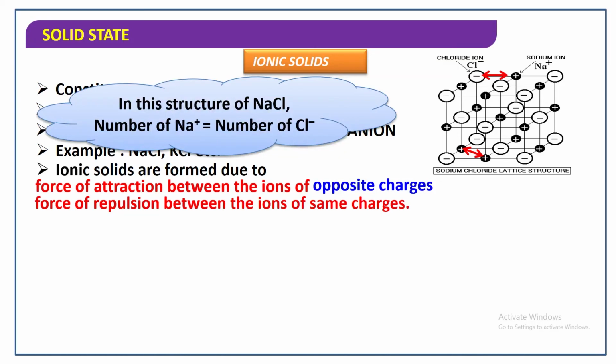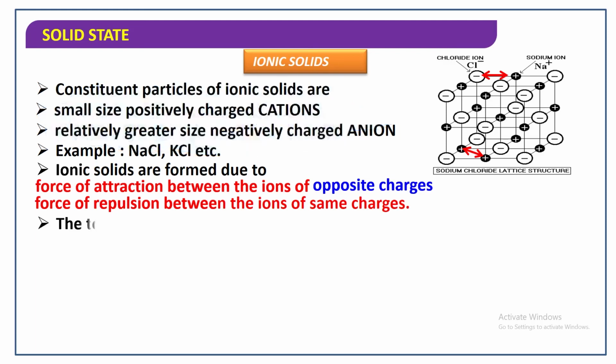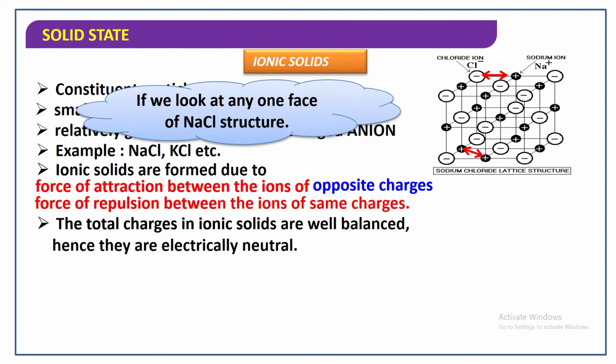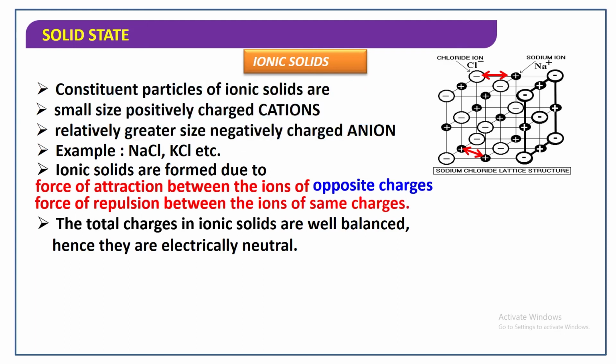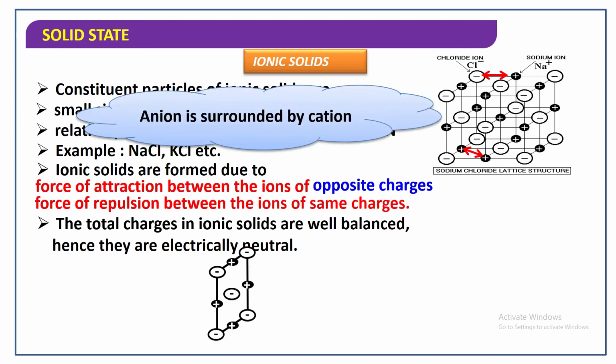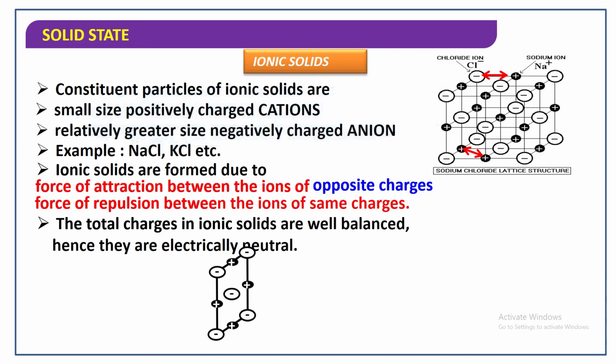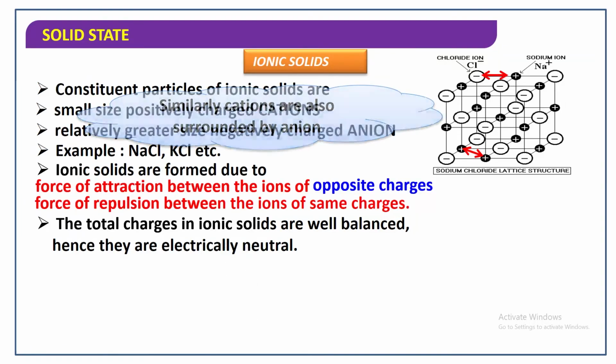Since they are charged particles, the total charge should be neutral. It means the number of positive ions should be equal to the number of negative ions. So the total charges in an ionic solid are well balanced, hence they are electrically neutral. An anion is surrounded by cations and a cation is surrounded by anions.